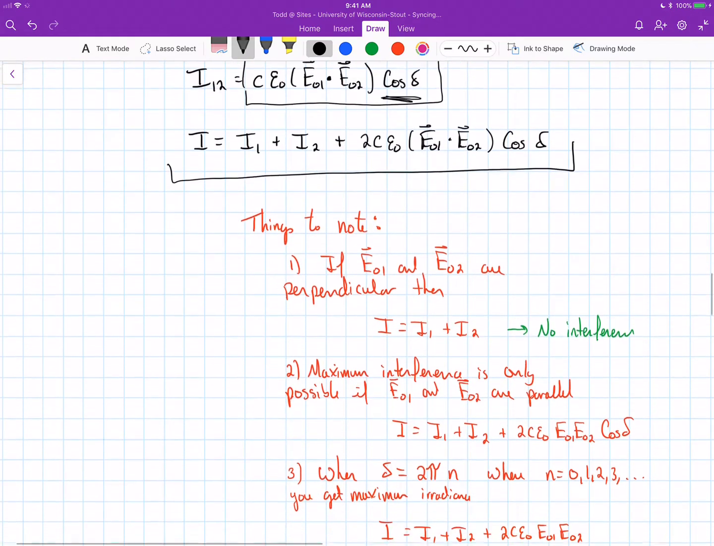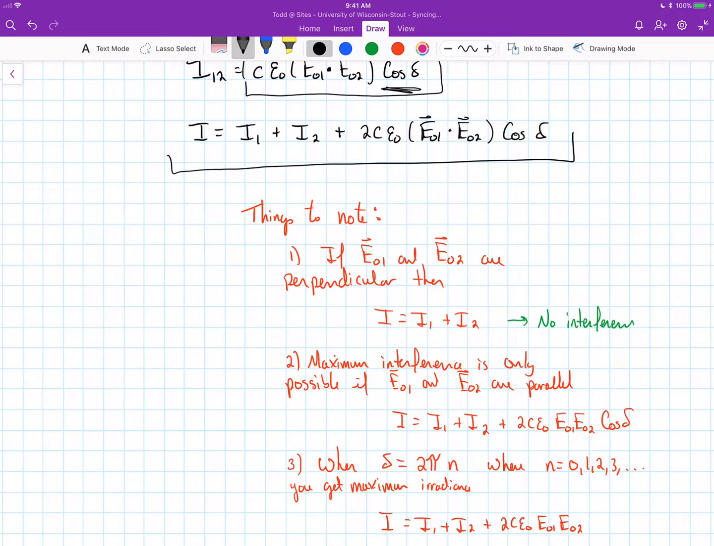Just a couple of things to notice from this equation. First, if these two waves are polarized perpendicular to one another, there's no interference. In other words, we get an irradiance that's simply the irradiance of the individual light beams, as if there was no interference at all. The other thing is we get maximum interference if the two light waves are parallel to one another, if they're polarized along the same direction, in which case my irradiance is simply the individual irradiances plus this interference term.